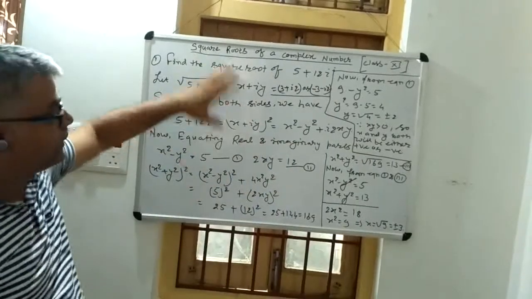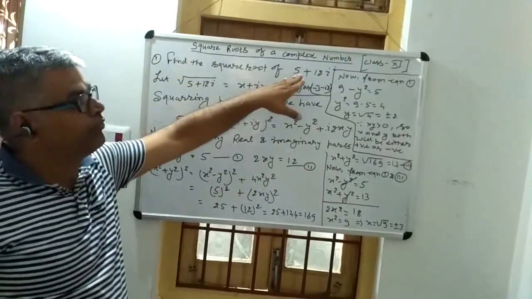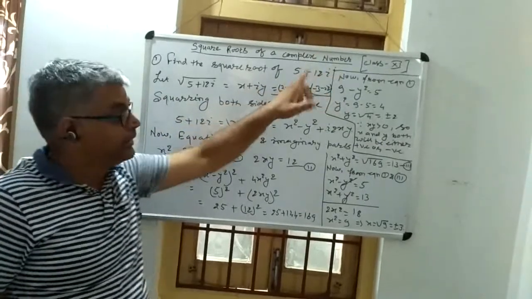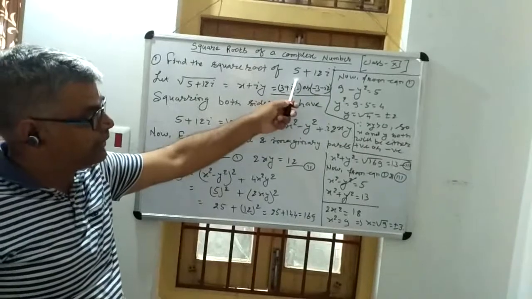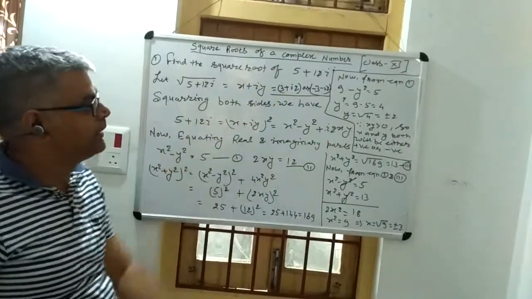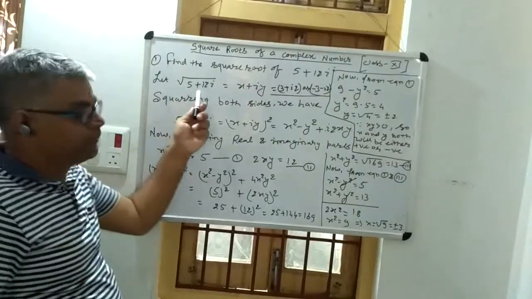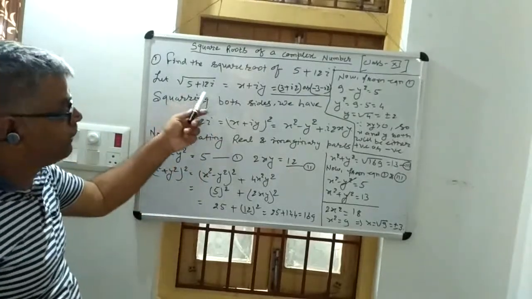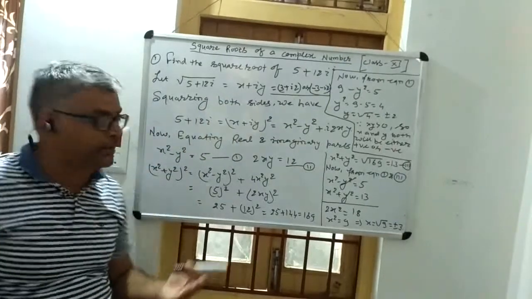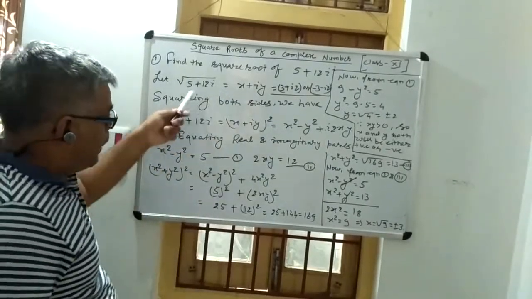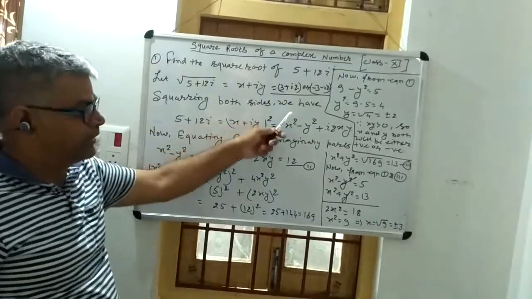I explain it once again. We have to find the square root of 5 plus 12i, which is a complex number. As you see in this number, 5 is a real number and 12 is the imaginary part. So our first step is to assume the given square root of the complex number as x plus iy, which is itself a complex number. Now we perform squaring on both sides.